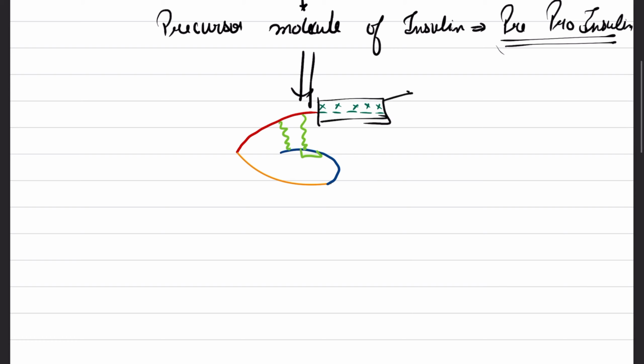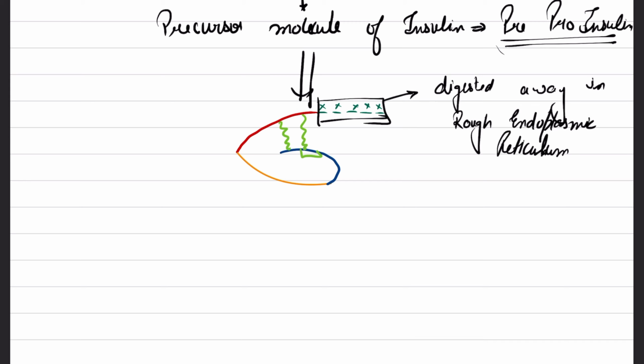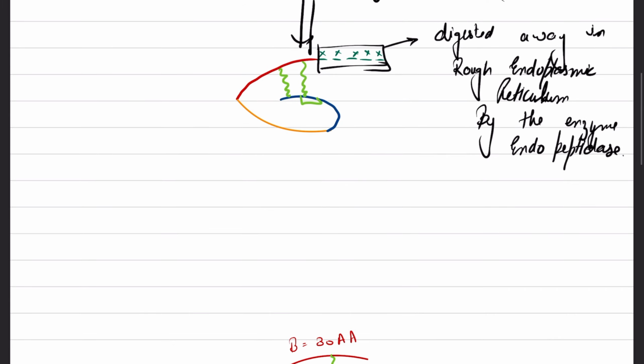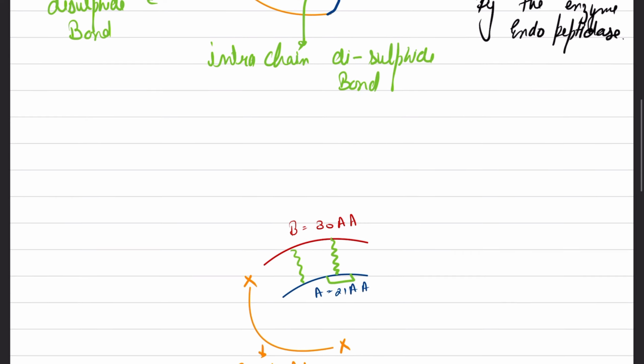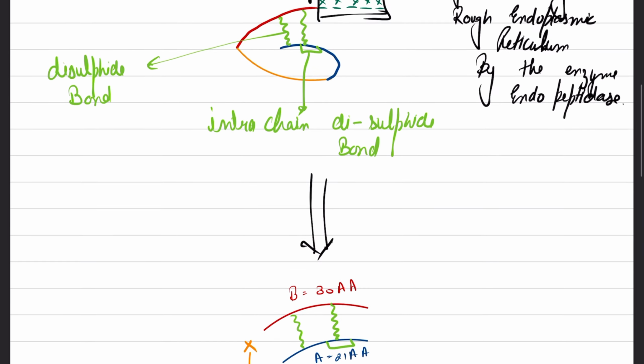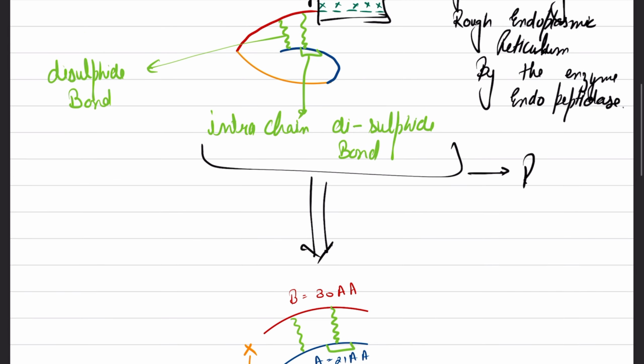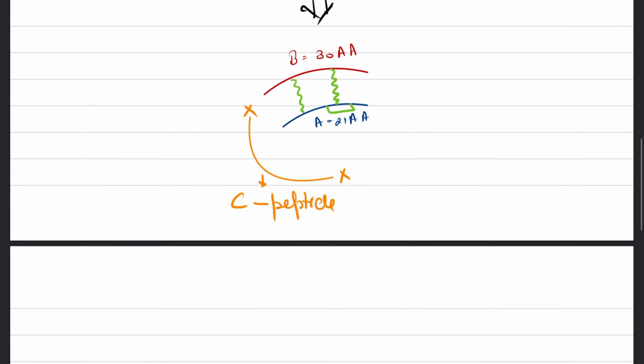Now, what happens is this signal segment is digested away in the rough endoplasmic reticulum by the enzyme endopeptidase. So now we have the B chain, A chain and C chain. And these green lines represent disulfide bonds, and this one represents an intra-chain disulfide bond as it is present only in the A chain. The structure without the signal sequence is called proinsulin.